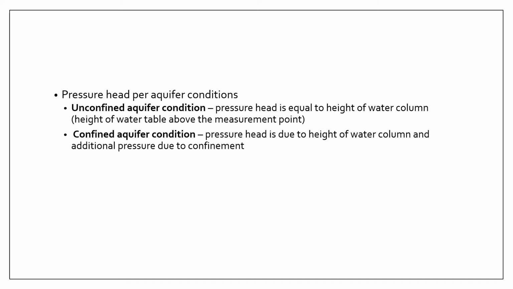Now, for confined aquifer conditions, or aquifers that are being pressed down by a confining layer, your pressure head is a combination of pressure due to the height of an overlying water column, if there is a water column above that measurement point, and also pressure due to confinement.